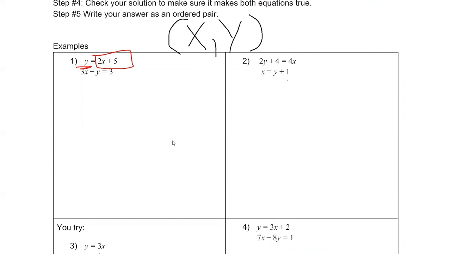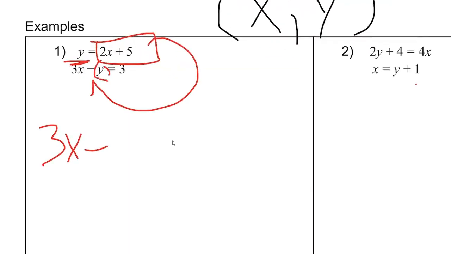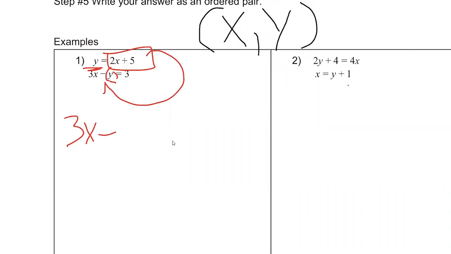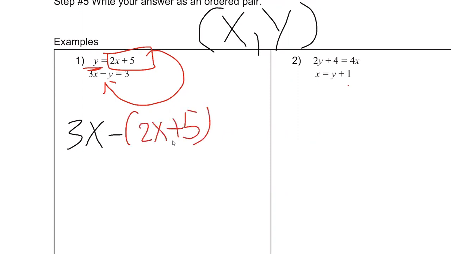So what we're going to do is plug this in place of the y in the second equation. So we're going to rewrite that bottom equation, 3x minus y equals 3. But instead of a y, I'm going to plug in this 2x plus 5. So let me color code this actually. So our equation is 3x minus, but instead of a y, we're going to use its other name. We're going to use the 2x plus 5. And then we're going to set it equal to 3. So we just rewrote that equation, but instead of a y, we put this 2x plus 5. We used a second name.